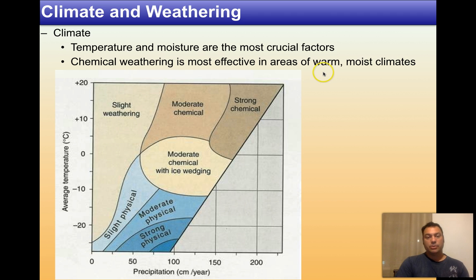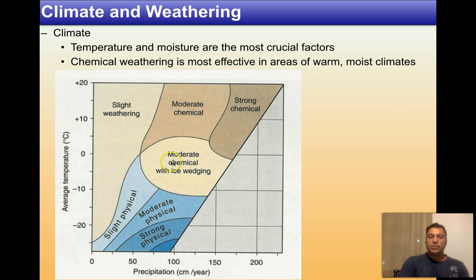So when we look at our chart here, we can say here's the average temperature, so let's go to a high temperature, and here's our precipitation rates, centimeters per year. If we come to, say, 200 centimeters per year at a high temperature, we're in the zone of strong chemical weathering. Now remember, this 0 is the point at which freezing occurs, right? So at 100 centimeters per year, at 0 degrees Celsius as your average temperature, you get moderate chemical weathering, but you get a lot of ice wedging, right?